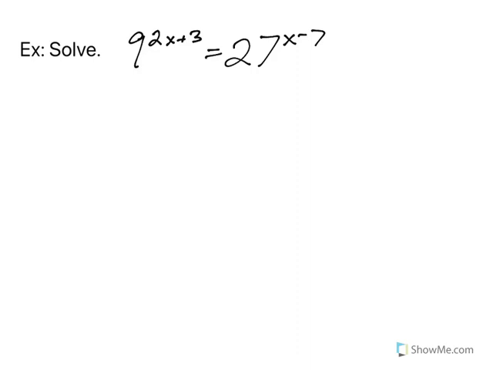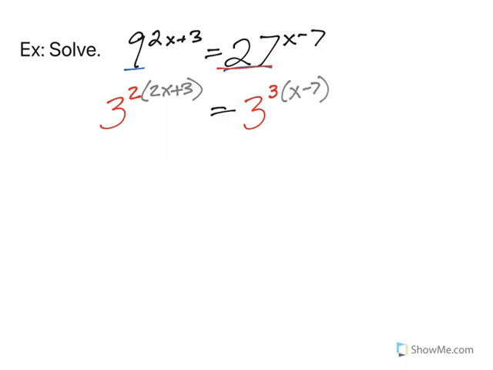Okay, let's solve some equations. So we have 9 raised to the 2x plus 3 equals 27 to the x minus 7. And you're thinking, well, those bases are not the same. No, they're not. 9 and 27 are not the same. But I can change these bases so that they are the same. Because think about 9. What do you know about 9? Well, 9 is the same as 3 squared. So I have 3 squared, and I'm still multiplying then by the exponent of 2x plus 3. That's going to equal, well, what do I know about 27? Well, 27 is 3 to the third power. And I'm still going to multiply that then by the exponent of x minus 7.